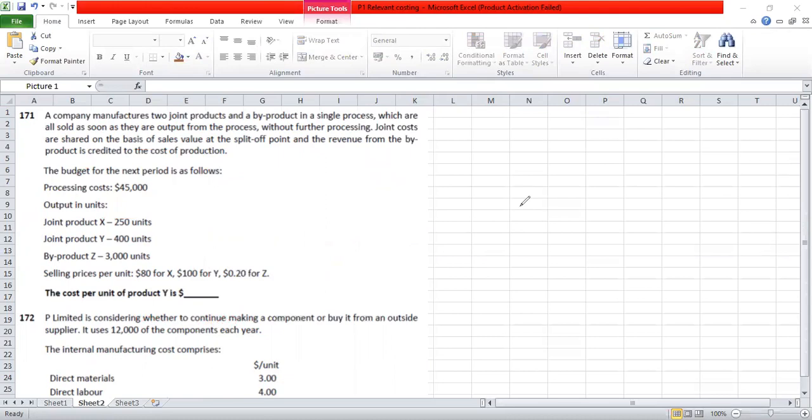Here, this one is joint products. So relevant cost, there are multiple decisions. One decision is about joint products. So let's see what is the decision criteria there in case of joint products.